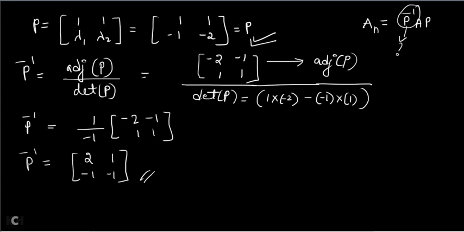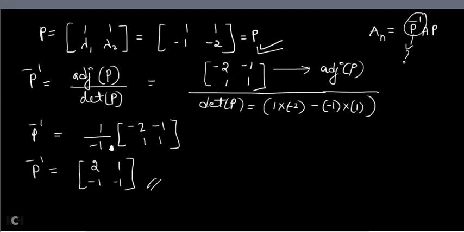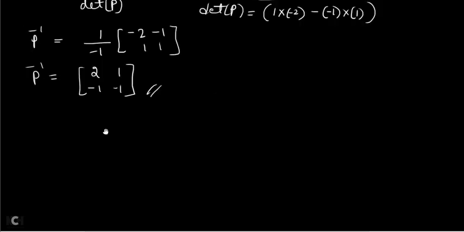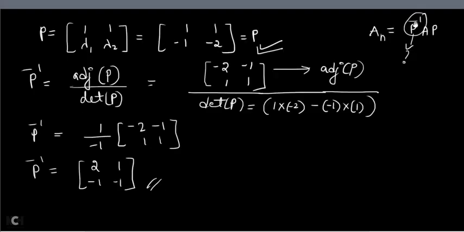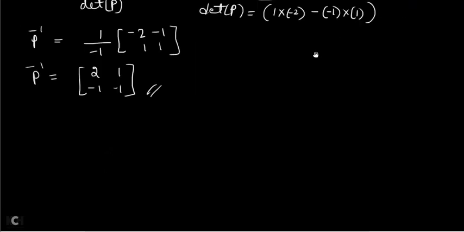Okay. How to find the inverse of a matrix? By using this formula, adjoint divided by determinant. Find the adjoint, find the determinant, you will get the inverse matrix, P inverse. Now that P inverse you have to substitute to get your An, the diagonal matrix.